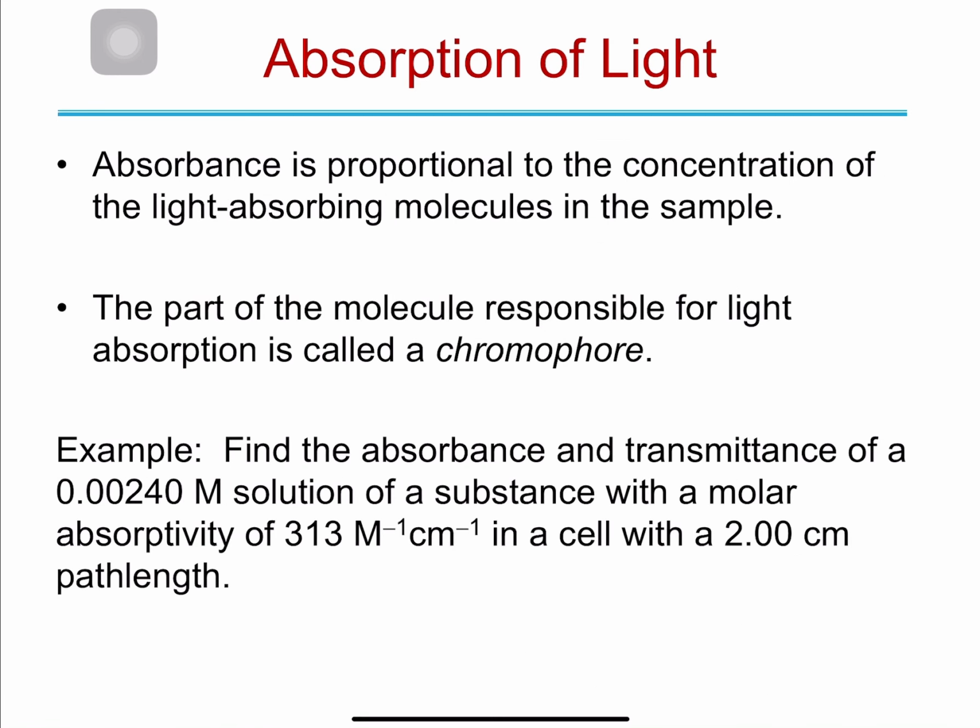So absorbance is proportional to the concentration of the light absorbing molecule in the sample. The part of the molecule that is responsible for the absorption of light is usually called the chromophore. The word chromophore comes from the word colorful. This is why we call it chromophore, because now we are talking about light, mostly visible light. So all the substances that absorb light must have a color.